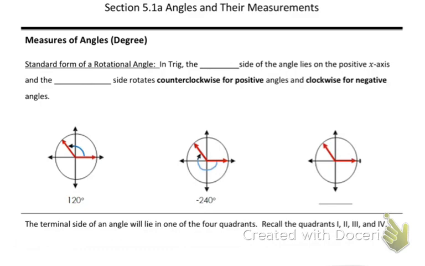Degrees. We've used these all the time in geometry. We've talked about degrees with triangles. We have a 90-degree triangle, obtuse, acute. Well, standard form of rotation angle. In trig, the initial side of the angle lies on the positive x-axis, and the terminal side rotates counterclockwise for positive, so counterclockwise for positive angles, and clockwise for negative.